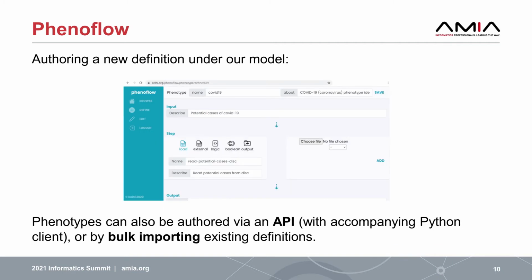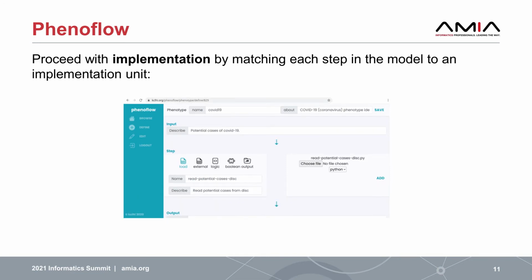So what does the authoring tool look like? Here's an example of Phenoflow, which you can visit online, where you could actually build definitions according to this model. You can see here entering information for one of the individual steps. So you can do this authoring directly, or you can use an API, or indeed you can bulk import existing definitions. Once you've actually defined each of the steps in your model, you can then proceed with implementation.